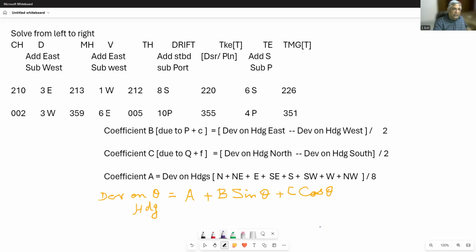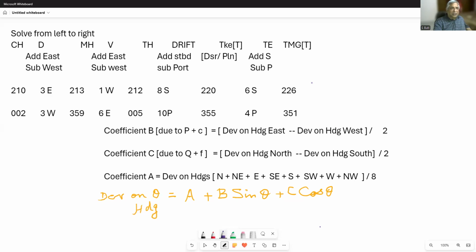Right to left, east will be subtracted. 005 minus 6 east will give me 359. 005 can also be treated as 365. Minus 6, 359. 3 west, it becomes 362, which is 002. So 002, 003, 004, 005 can be written as 362, 363, 364, 365, etc. for mathematical calculations.